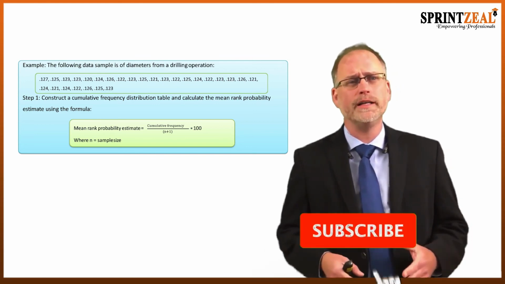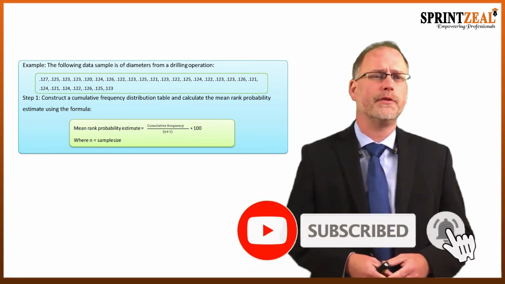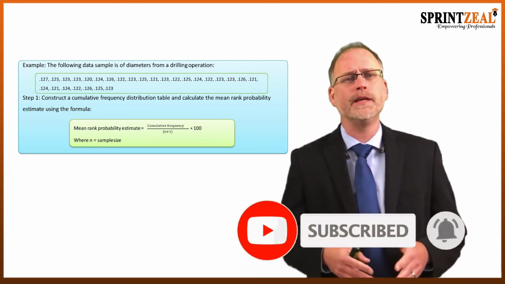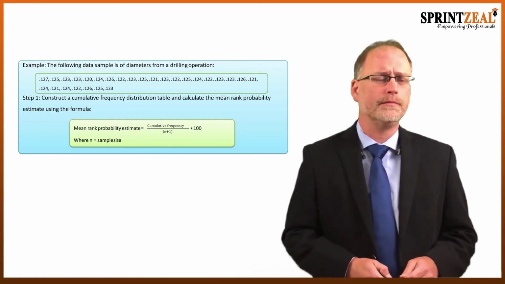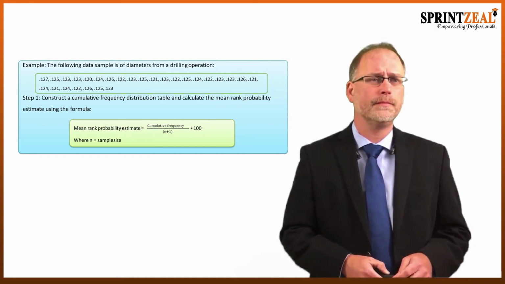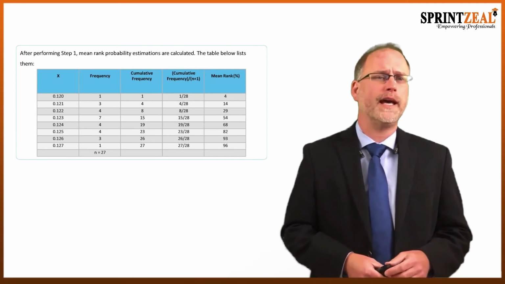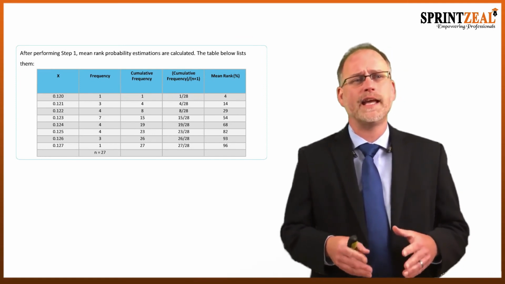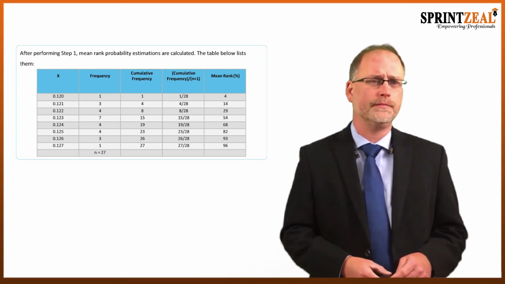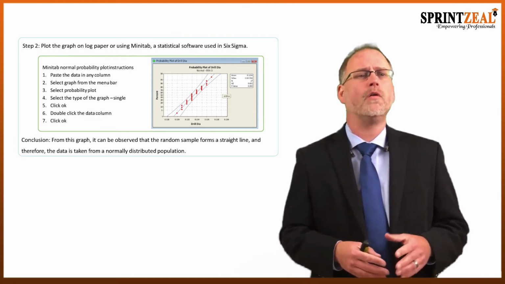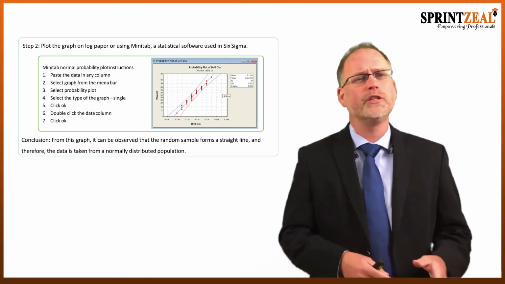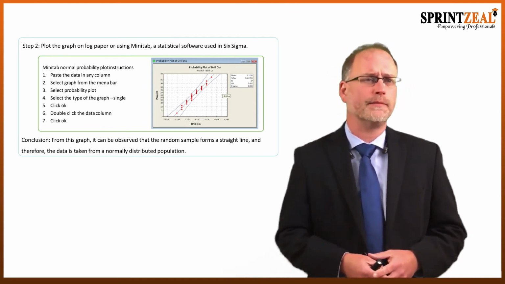Now, step 1 is to construct a cumulative frequency distribution table and calculate the mean rank probability estimate using the formula below. Now, after performing step 1, the mean rank probability estimates are then calculated, and this table will list all of them. Step 2 is going to plot the graph on a log paper or possibly using Minitab, which is a statistical software used for Six Sigma.